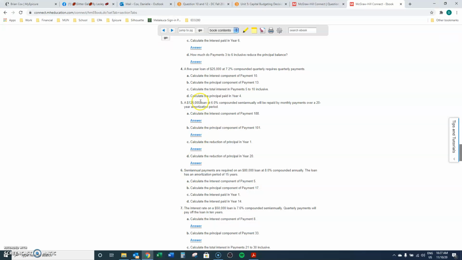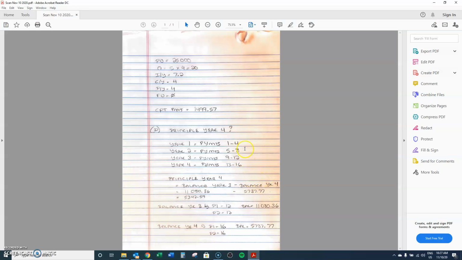So here we go. Ooh, that looks like really weird colors. Okay, but we still see the numbers. So this is all my information. I compute my payment, and I get 1499.57. So this should all be familiar. Then it asks us, we're just going to do part D, calculate the principal paid in year 4, because that's similar to the question. So principal in year 4.